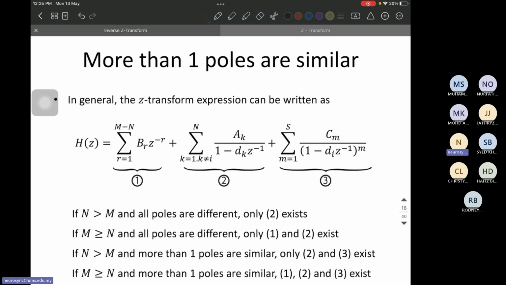Now the third case. So the third case is where two or more poles are similar. Okay. So in that case, the general form we can write H of z like this. This is the general form for the case where two or more poles are similar.